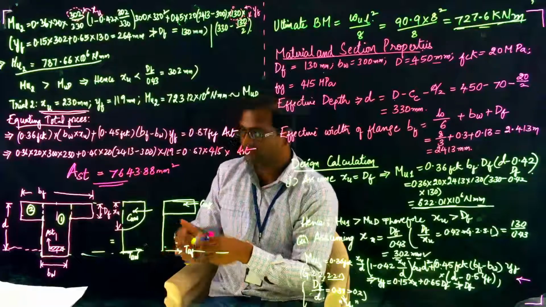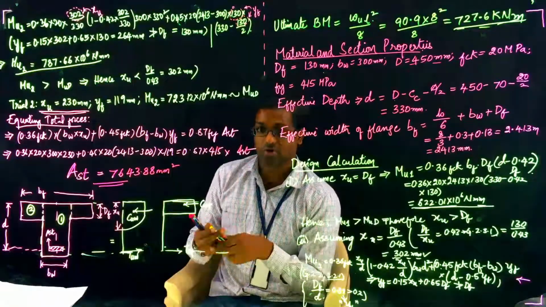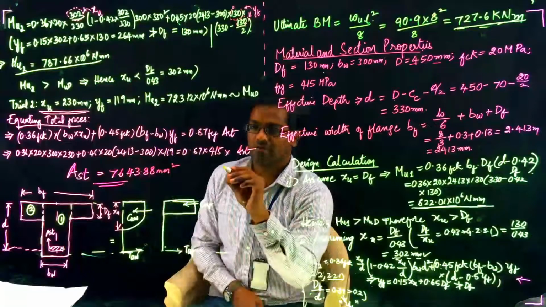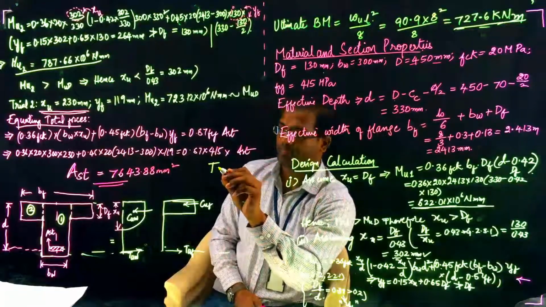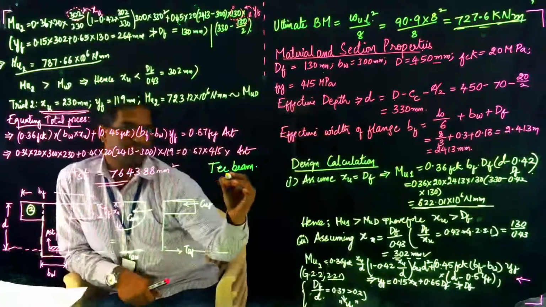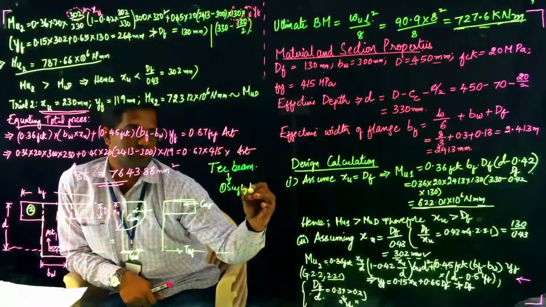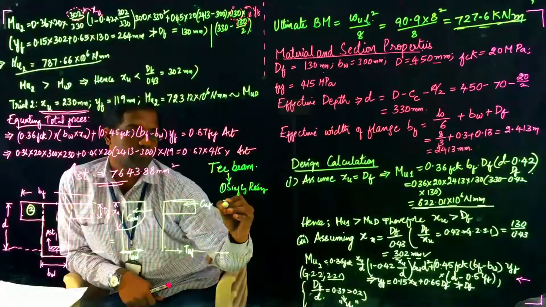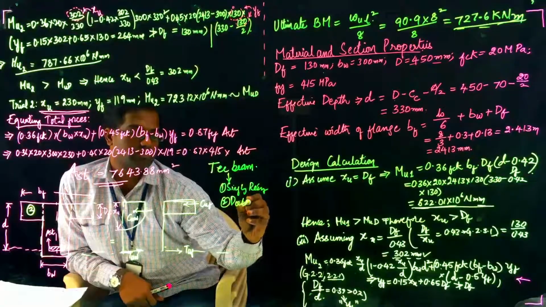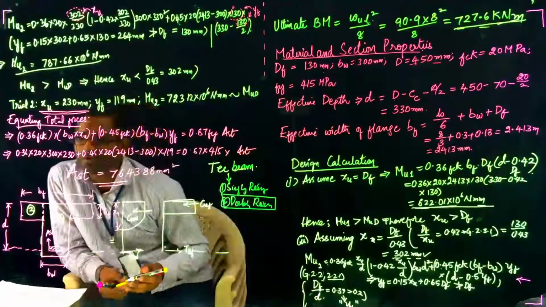Now you might have noticed that the area of steel value is more. So hence, in this T-beam we have singly reinforced, and we have got doubly reinforced. So in the next class, we will discuss the doubly reinforced section.